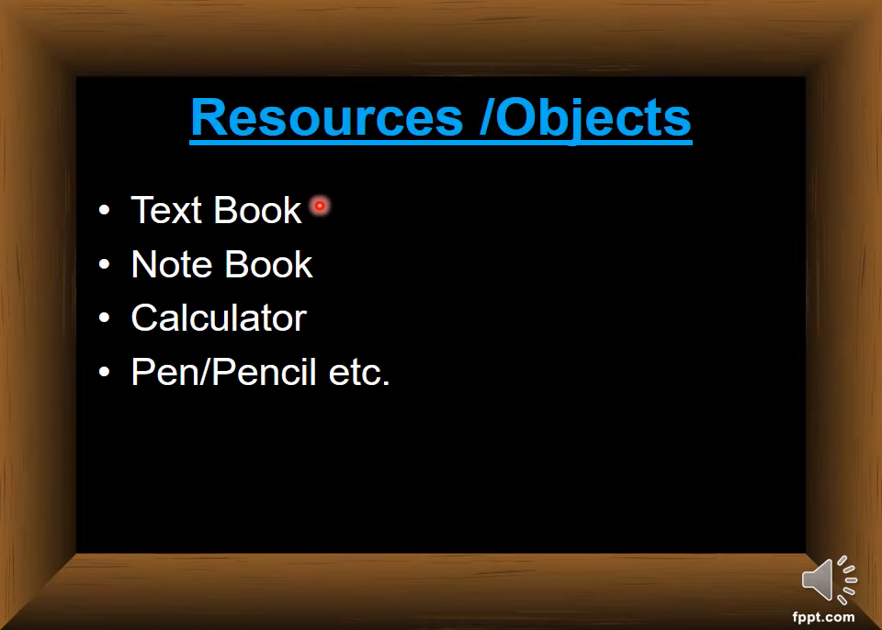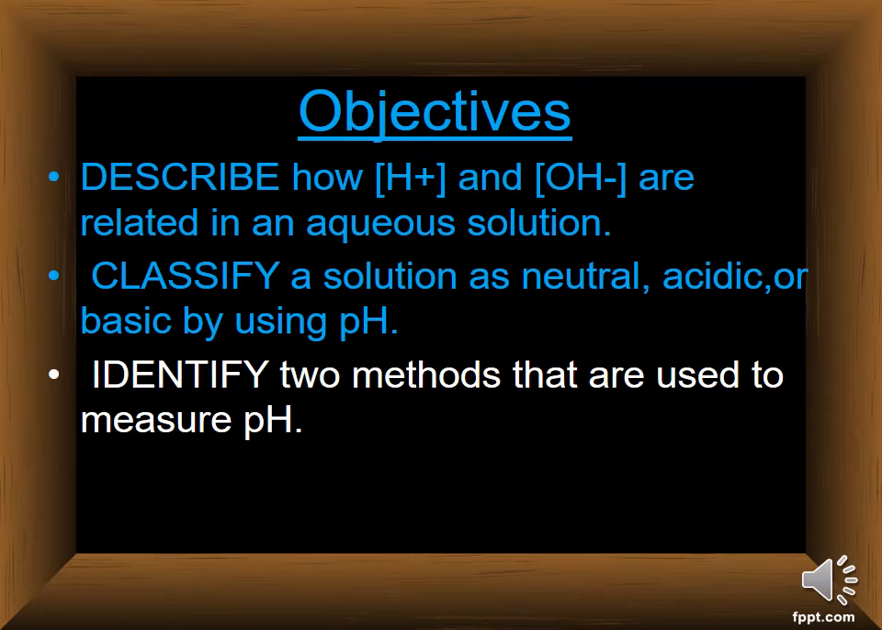Resources. You need a textbook, notebook, calculator, and pen, pencil, etc. This week's lesson objectives are: describe how H positive and OH negative ions are related in an aqueous solution, and classify a solution as neutral, acidic or basic by using pH.